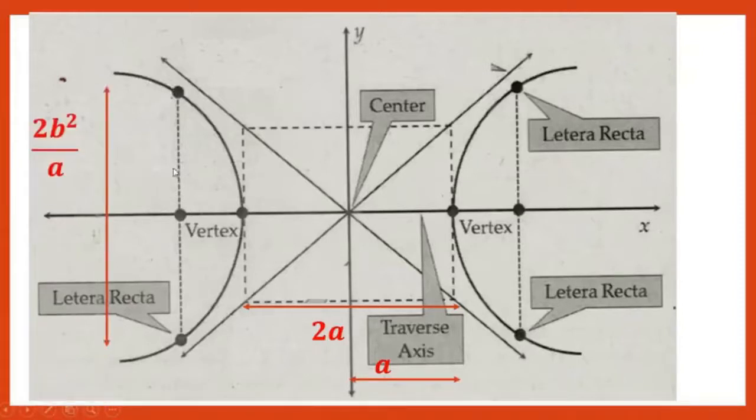We have the length of the latera recta is 2b squared over a. Okay, so from endpoint to endpoint of the latera recta, 2b squared over a. But from focus to one point of the end of our latera recta is b squared over a. Okay.